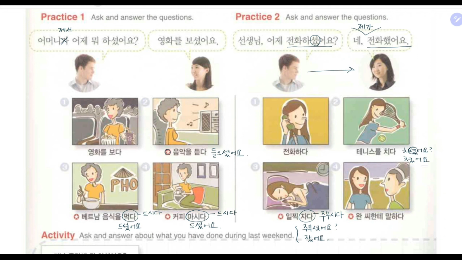자, number 4 봅시다. Number 4. 선생님, 어제 완 씨한테 말하셨어요? Only 50% correct because 말하다 becomes 말씀하다. 말씀하다 있어요. 말 becomes 말씀, isn't it? 자, 그래서 완 씨한테 말씀하셨어요? And then when you answer, 네, 말했어요. 네, 말했어요. Be careful. Okay?